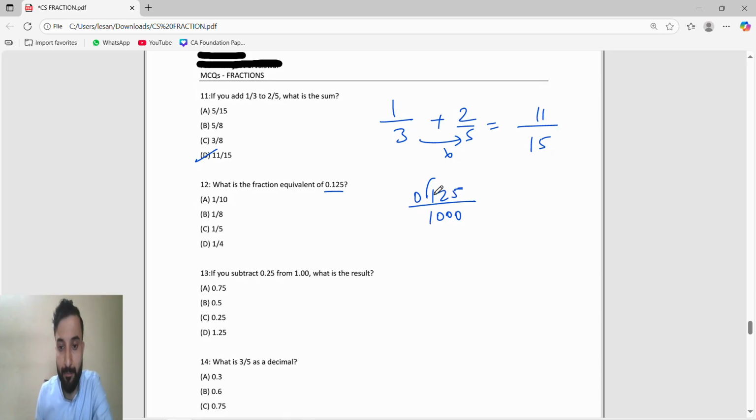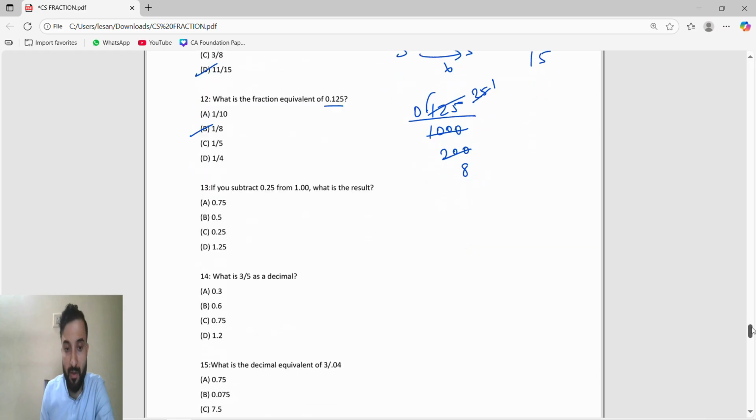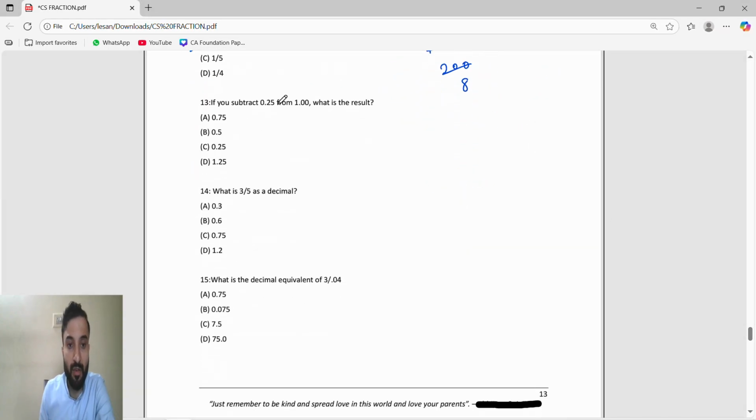So it will go by 5. 5 2s are 10, okay, 25. Then 5 5s are 25, 5 4s are 20, 200. So 25 on the 25, 25 for the 100, 25 8s are 200, 1 by 8. If you subtract 0.25 from 1.0, very simple thing. From 1.00 we have to subtract 0.25, so 0.75.